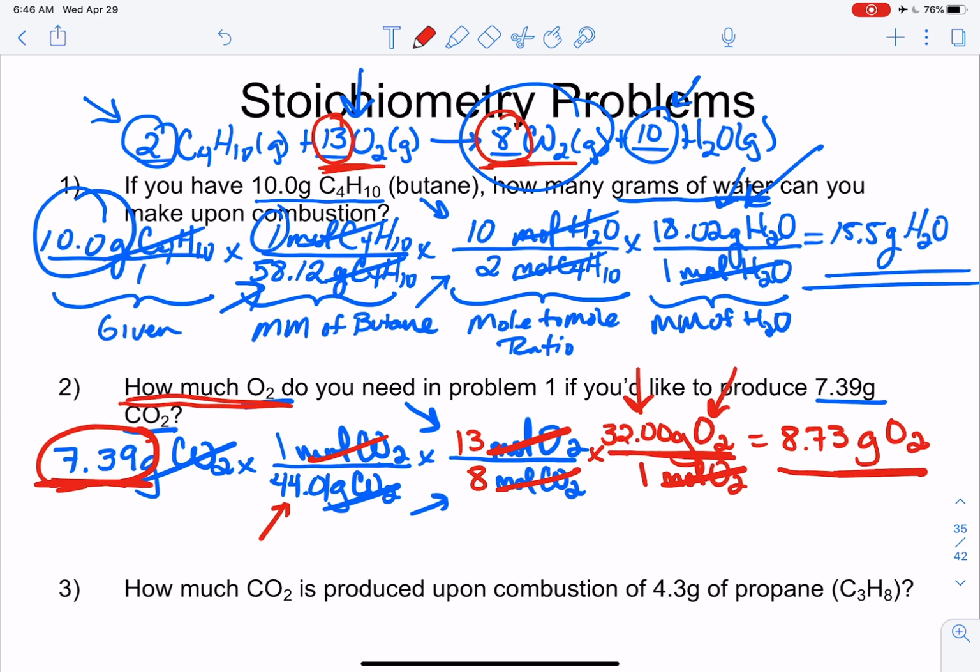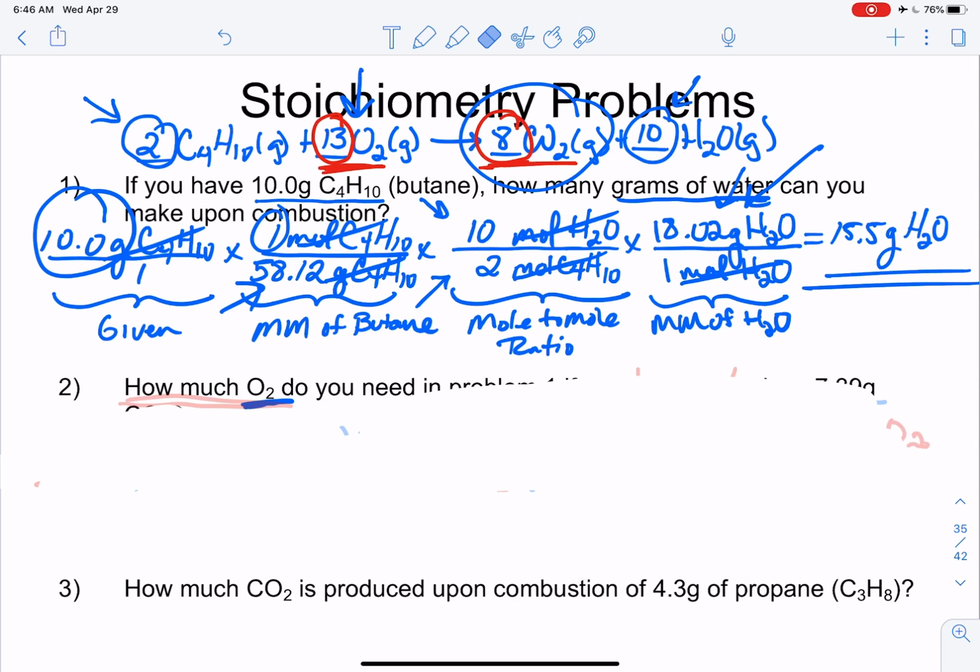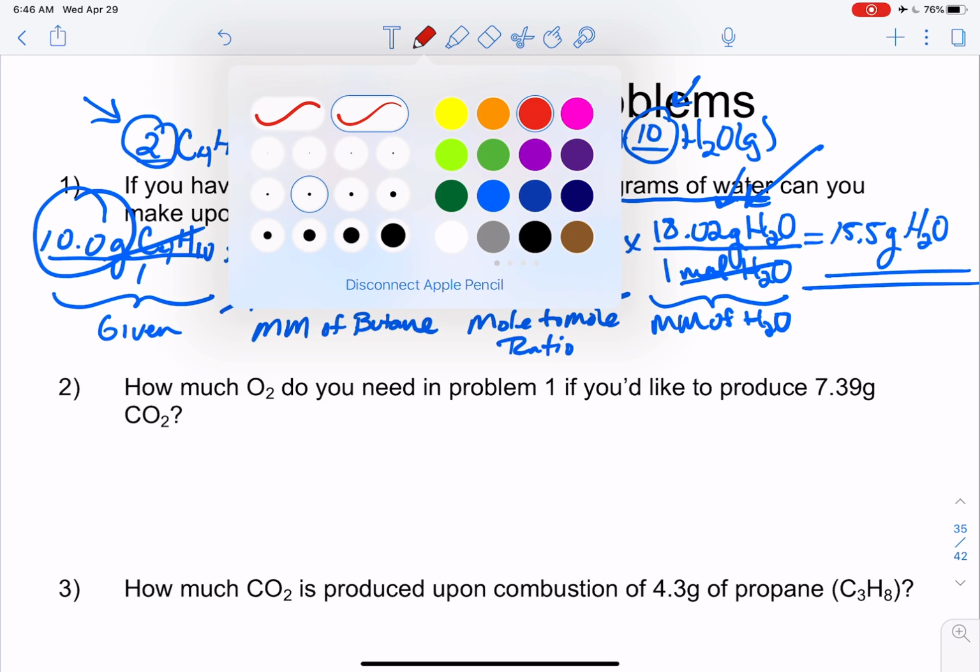And then number 3 says how much carbon dioxide is produced upon combustion of 4.3 grams of propane. So no longer do we have butane like we did in questions 1 and 2. We have a different gas, propane. And this is one of the gases that's popular for uses in barbecues. So I'm going to erase number 2 just to give myself a little more room here on this slide.